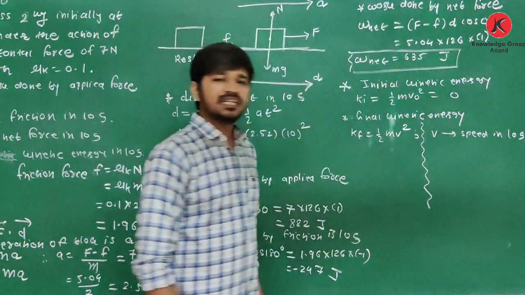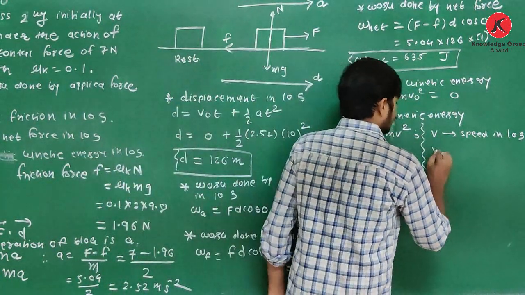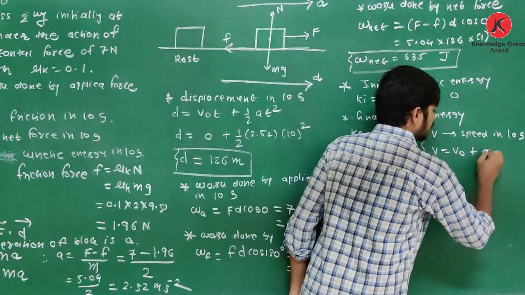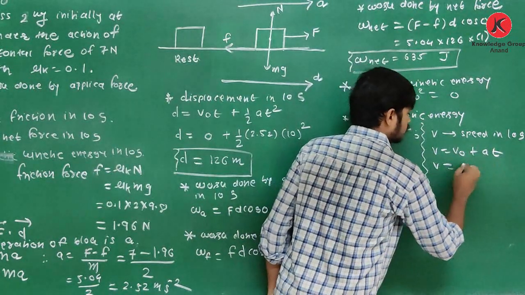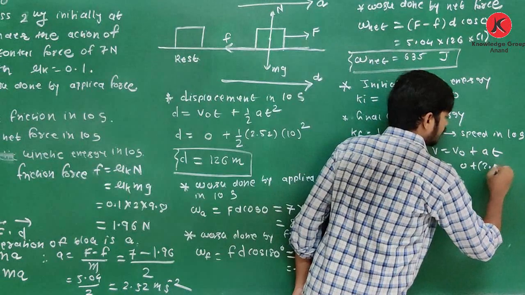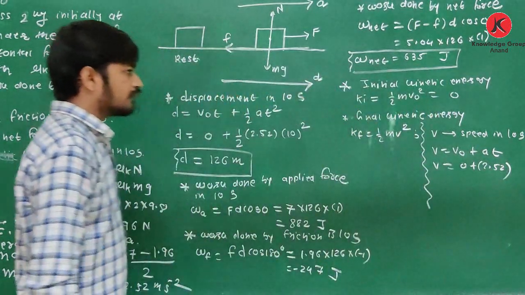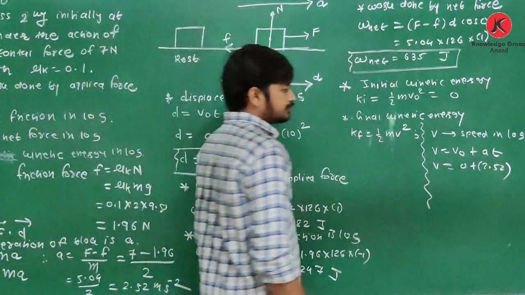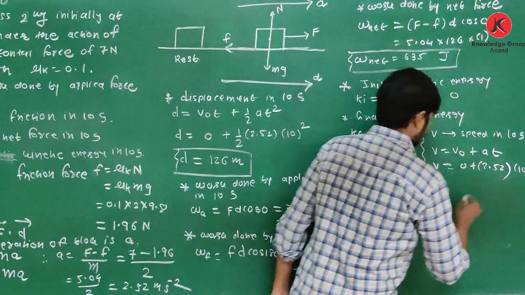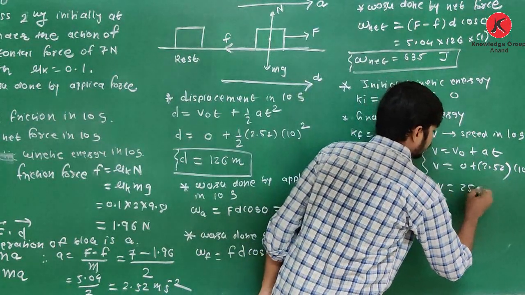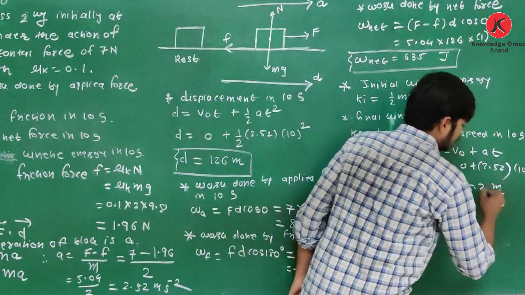Now how to find speed in 10 seconds? See, we have the equation V is equal to V0 plus A t. What is the value of A? It is 2.52. And t here is 10. So V is equal to 25.2 meter per second.